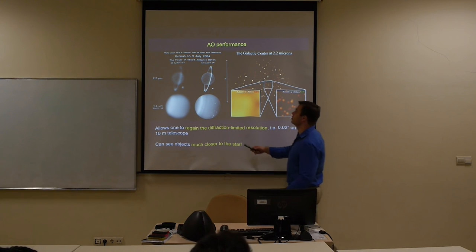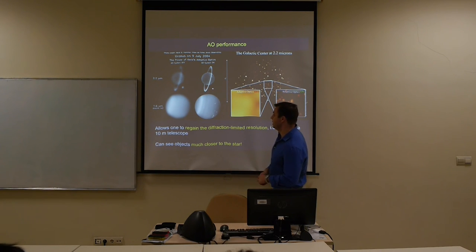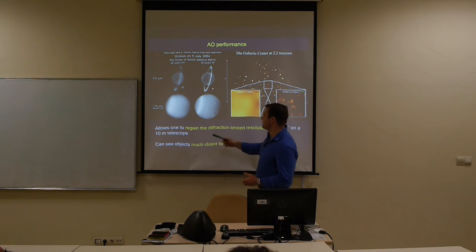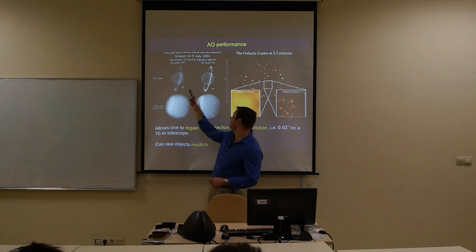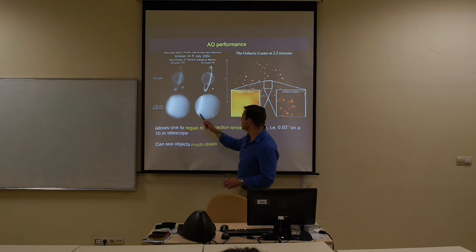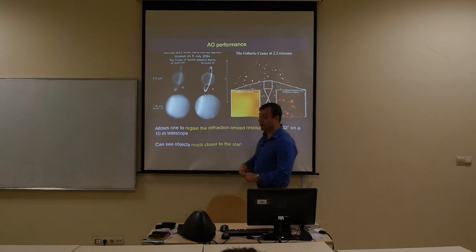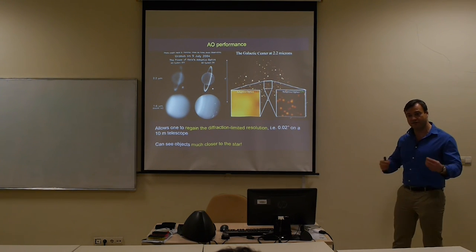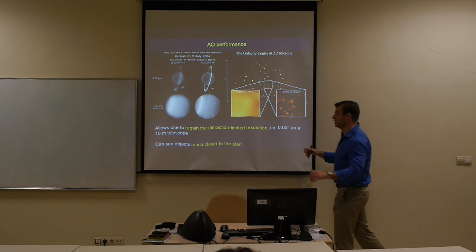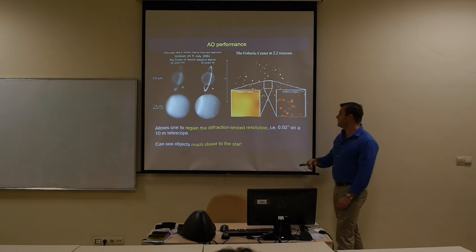This is an image of Uranus taken from the ground, at two different wavelengths. Without adaptive optics, we cannot clearly see the rings of Uranus. We cannot clearly see these clouds. But by applying adaptive optics, we really get the ability to see these very fine details, which otherwise get totally blurred.